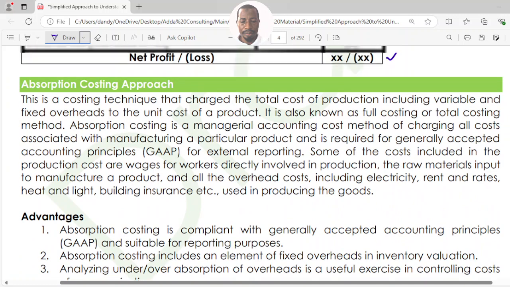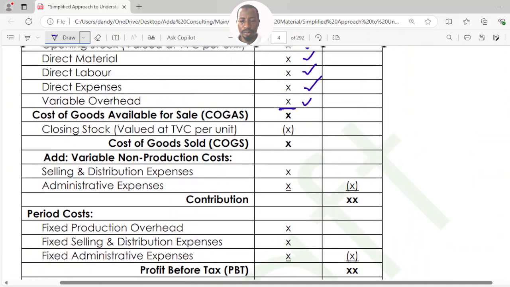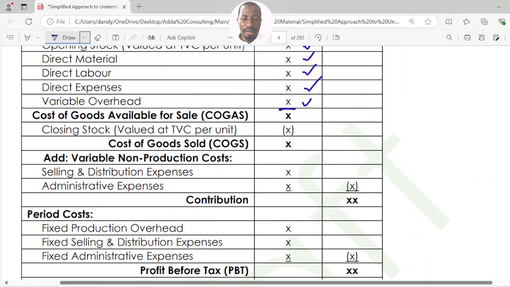Once I get my closing stock, I will go ahead and calculate it. Once I get it done, then I will deduct it from the cost of goods available for sale. The difference will now give me the cost of sales. This is the cost of sales.